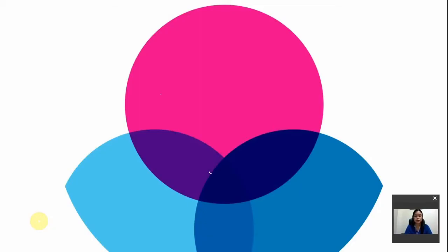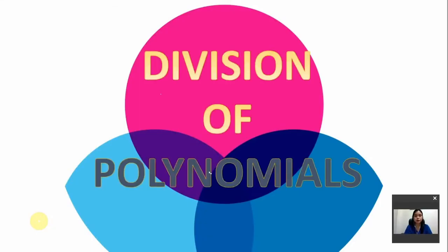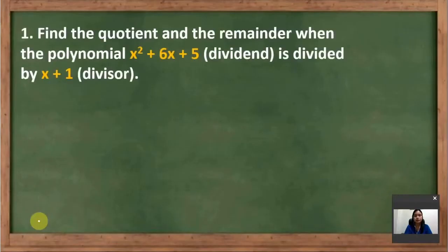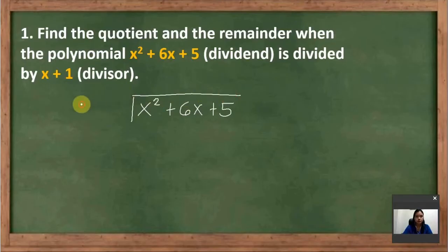Our second objective for today's video lesson is to perform division of polynomials using the long division process. So let's try answering this problem. Find the quotient and the remainder when the polynomial x squared plus 6x plus 5 is divided by x plus 1. If you're going to use the long division process, we have to write x squared plus 6x plus 5 divided by the divisor, which is x plus 1.